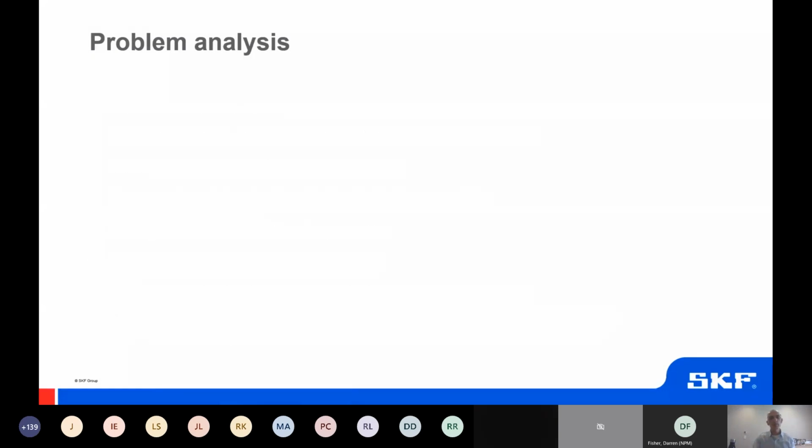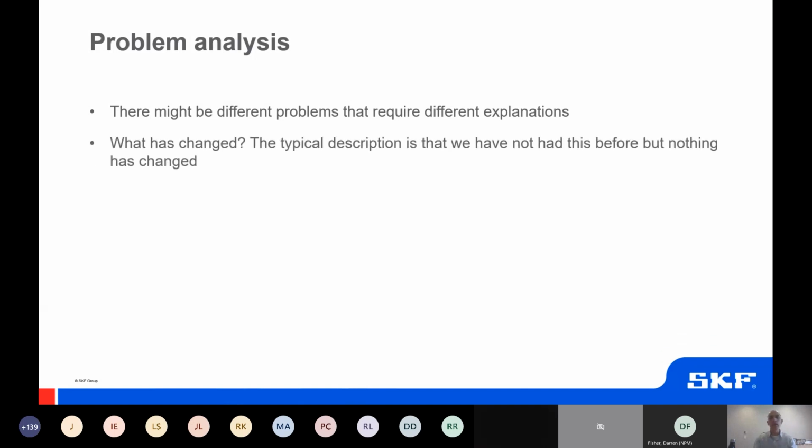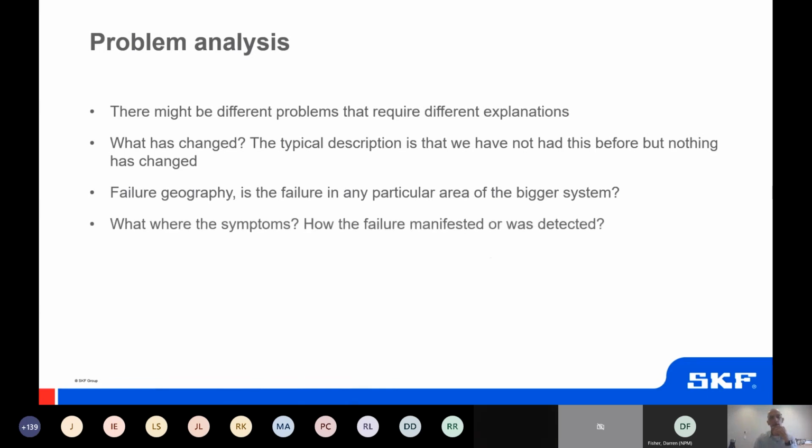The idea is that the bearing can be exposed to different problems, and they require different explanations. Like I said before, one failure may lead to more consequential damage, so it's important to make that timeline correlation to understand what you see. This one we mentioned, the failure geography: again, the bearing is part of a larger system.